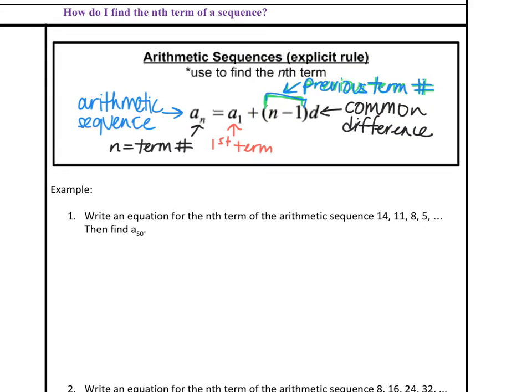We're using this equation. Write an equation for the nth term. That's the first part of this problem. The second part of this problem is to find a 50. I have to see both. Students in my third hour are trying to just find the 50th term, like, I did it. But you missed the very first part, which is to write the equation. So make sure you do that.